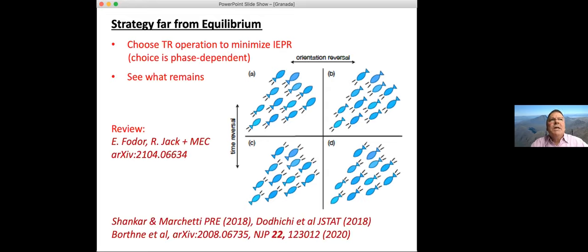And so in deciding what you mean by irreversible, we have this choice. And the guideline is, if you have a choice here with P, and the same would apply to other choices, choose it so as to make the informatic entropy production as small as you can, and then see what remains. So let me explain with this diagram, which comes from this recent review article that Etienne, Rob, Jack, and I have written. This is a school of fish.